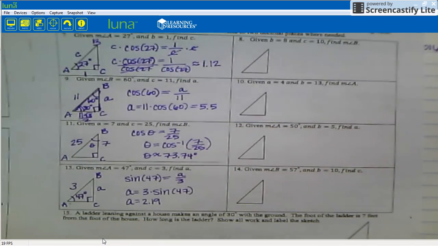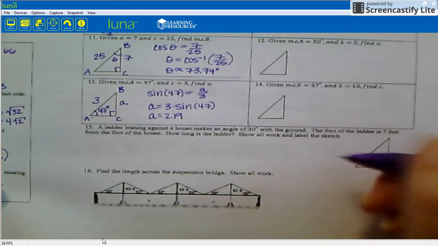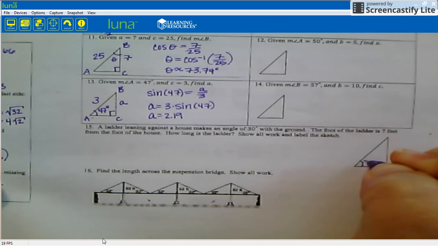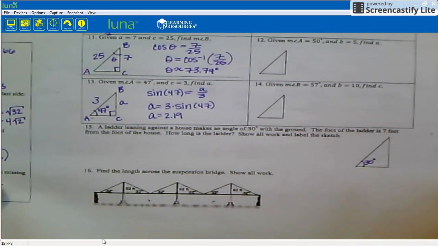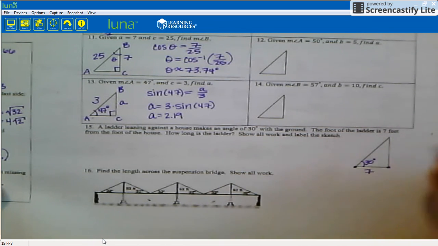And number 15 is a very typical right triangle trig kind of problem. It says a ladder leaning against a house makes an angle of 30 degrees with the ground. So here's my 30-degree angle. The foot of the ladder is 7 feet from the foot of the house. So from this point to this point is 7 feet. How long is the ladder? So you're looking for how long that ladder is.